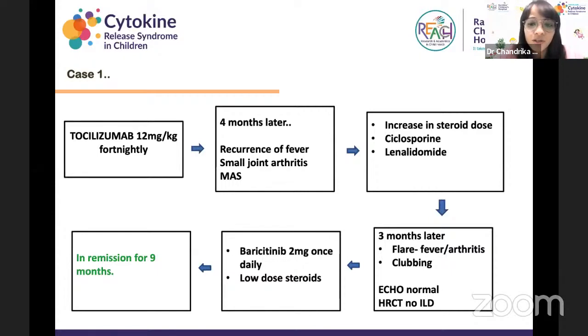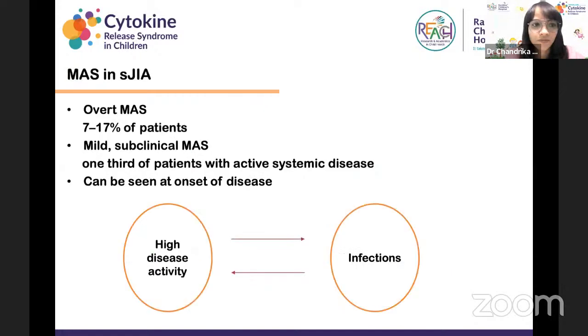But at this point, we again increased her dose of steroids and then started her on a JAK inhibitor, which is baricitinib. And this has worked remarkably well for this girl. And we've been able to now wean her steroids to less than 0.5 milligram per kg per day. And she continues to be in remission for 9 months. Now, the reason why I wanted to highlight this case is these children can be extremely difficult to manage, and a multidisciplinary team with probably an intensivist, rheumatologist, and hematologist all are very important in coming to these decisions.